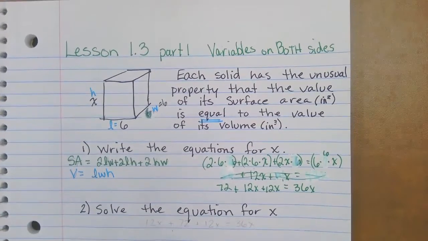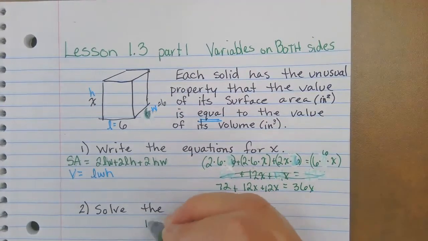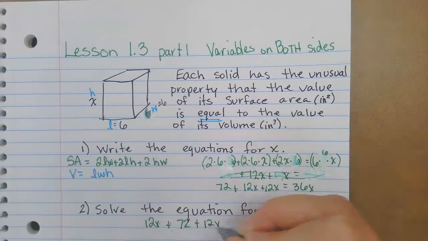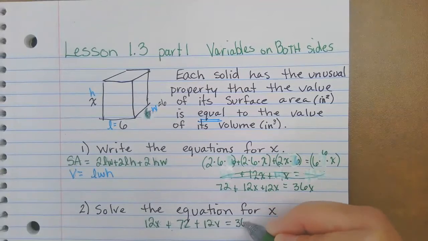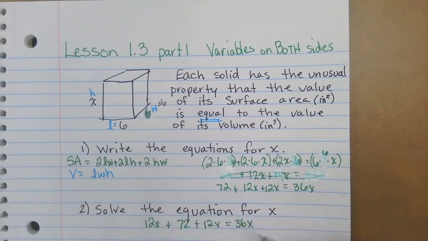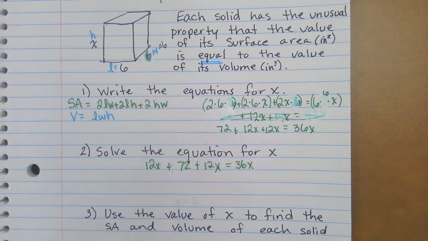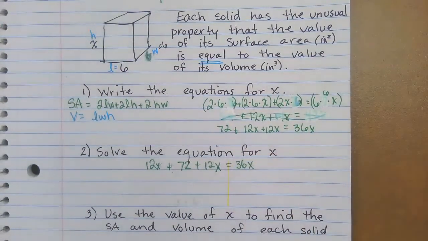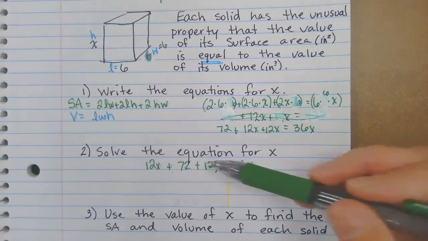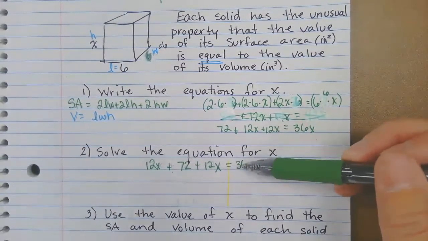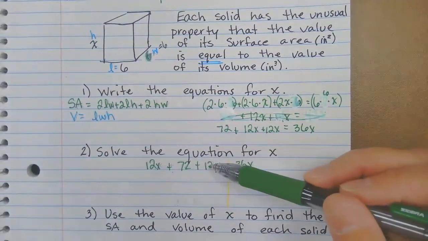Now we're going to solve the equation for x. So we have 12x plus 72 plus 12x equals 36x. That's what we got from up here. Since we have a variable on both sides, we want to move the variables to one side of the equal sign, and we want to move the constant terms to the other side. So first I'm going to combine them.